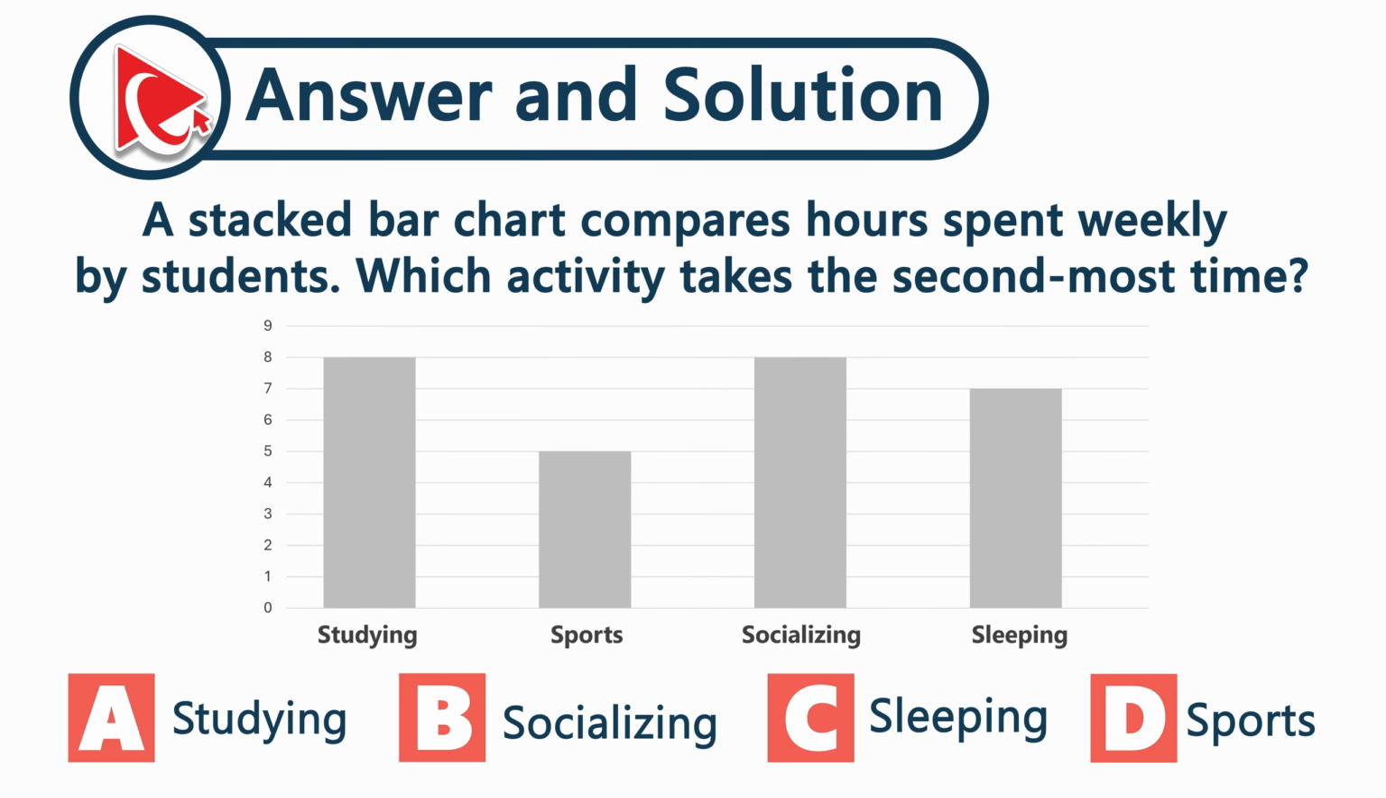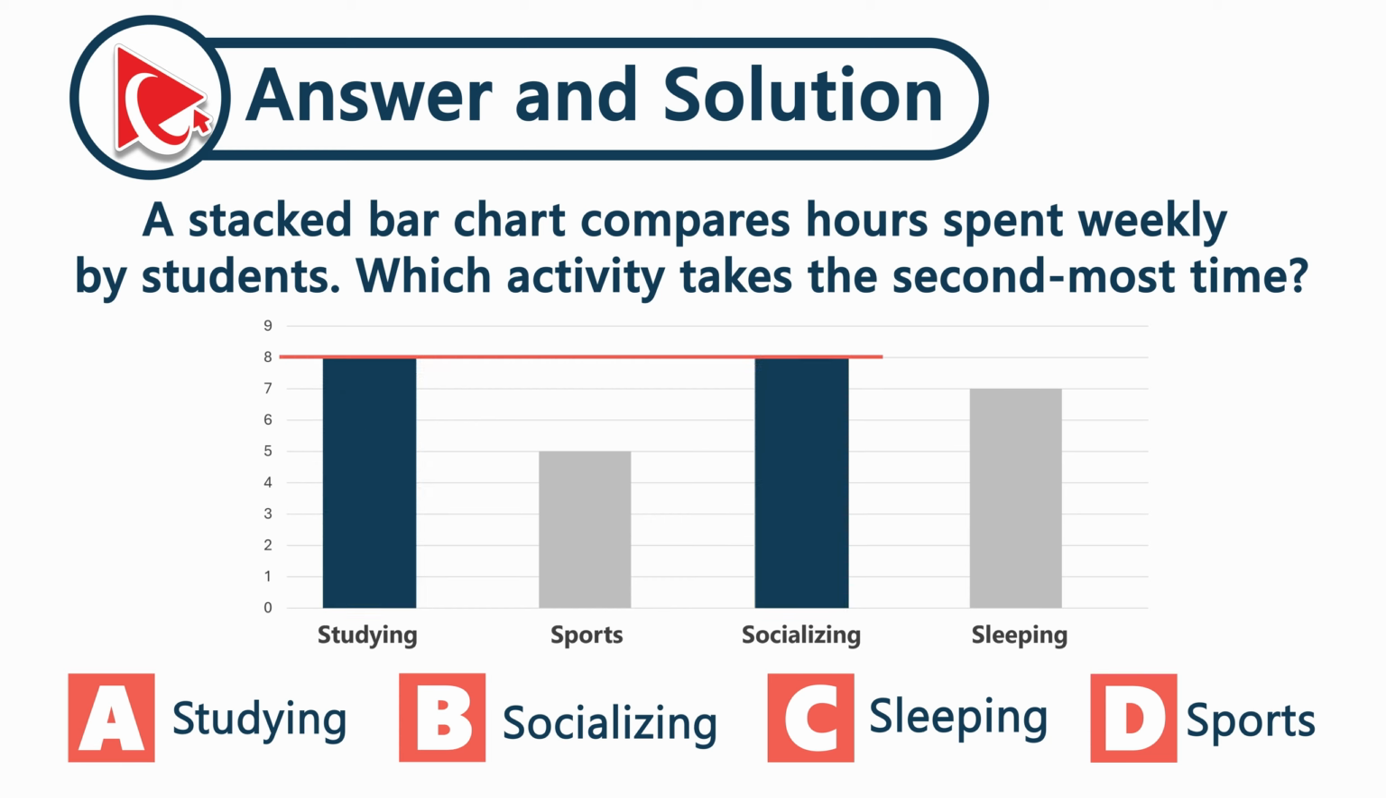Now let's examine the chart. Focus on the height of each bar. Which one comes in the second place? Let's break it down. Studying and socializing are tied up at the top, each one with 8 hours. Sleeping follows closely behind at 7 hours. That places it firmly in the second position. And the correct answer here is choice C, sleeping.